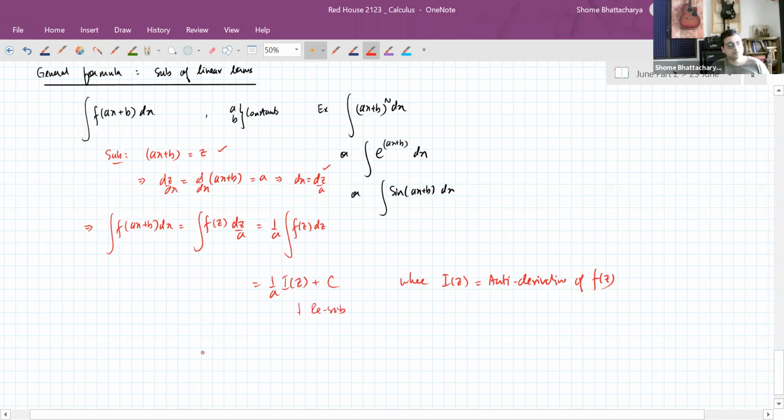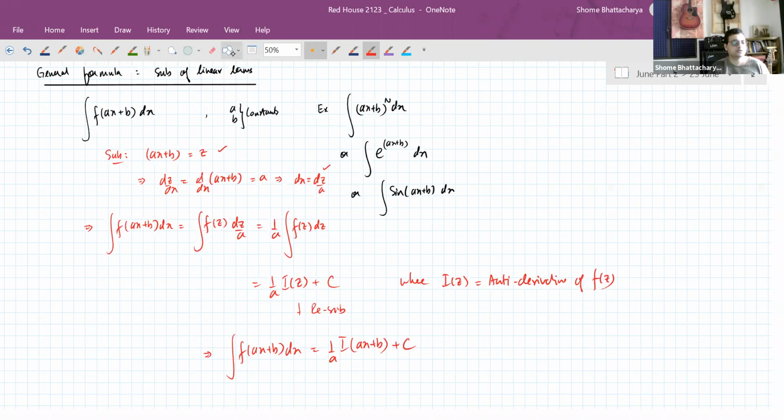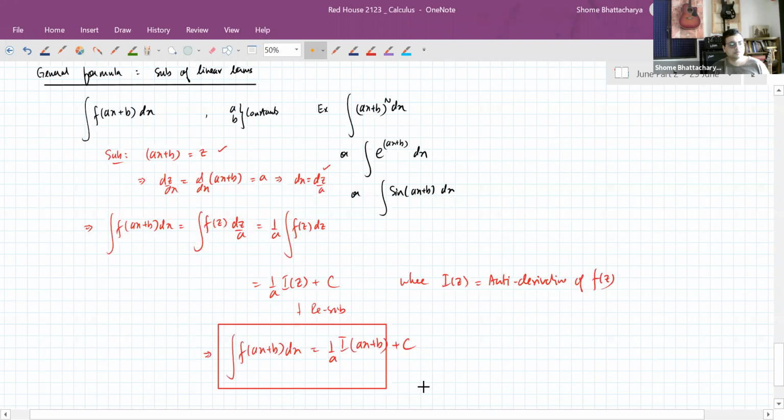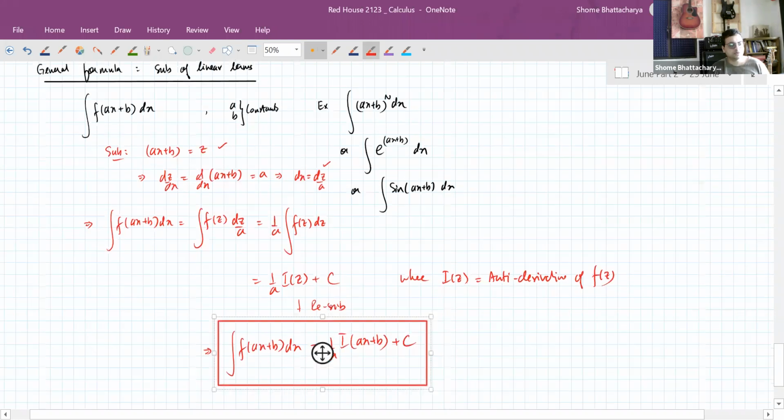Okay. So this integration's answer comes out to be like this: 1 by a times the antiderivative, but applied to ax plus b instead of x. So this becomes our answer. Okay. So from this point onwards, we can use this as a direct formula. So instead of doing all these steps, we can use this as a direct formula.